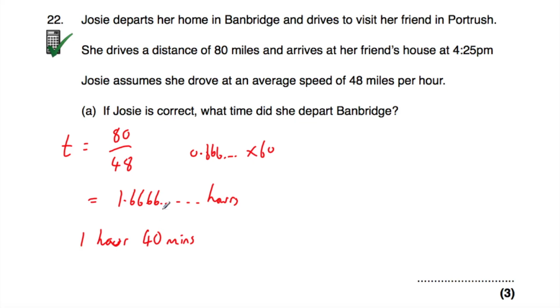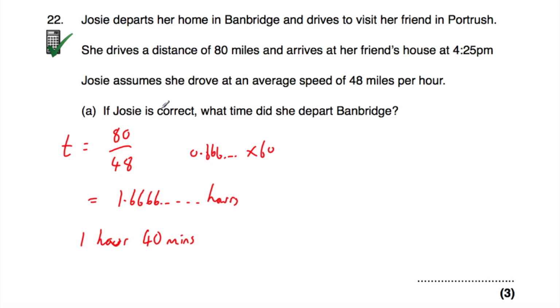And actually thinking about it, there are some important ones that you should recognize. You should recognize that 0.5 is half an hour, 0.25 is a quarter of an hour, 0.75 is equal to 3/4 of an hour, 45 minutes. 0.33333 and so on is 1/3 of an hour, which is 20 minutes. And 0.66666 and so on is 2/3 of an hour. And 2/3 of an hour is 40 minutes. Or you can just do the 0.666 and so on times 60, and that's equal to 40. So it means it takes Josie 1 hour and 40 minutes to travel from Banbridge to Portrush.